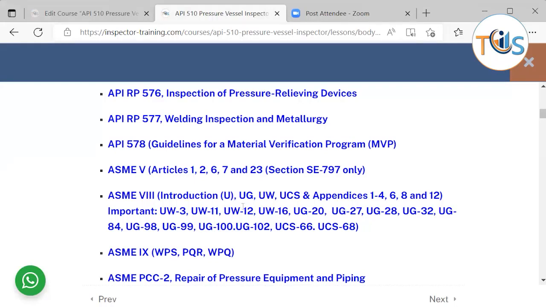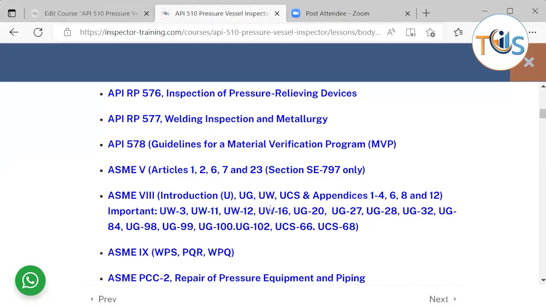On ASME Section 8, the construction code, you should know about UG general requirements, UW welding, UCS carbon steel, and Appendices 1 to 4, 6, 8, and 12. And important parts are here: UW-3 about joint category, UW-11, 12, 16, 20, 27, and we will go about and explain what each one means. So you should remember these clauses in ASME Section 8.